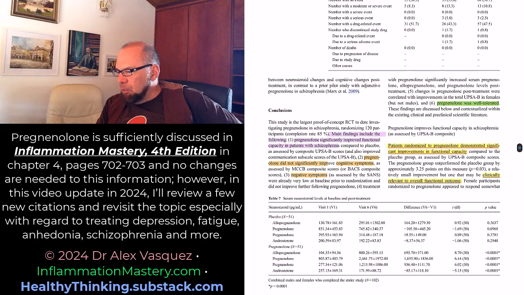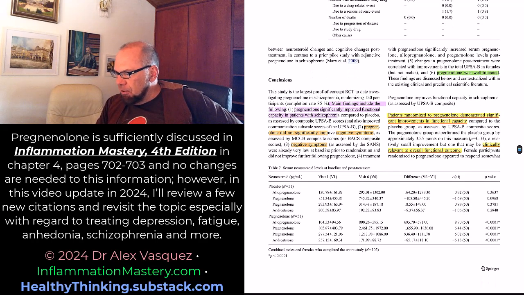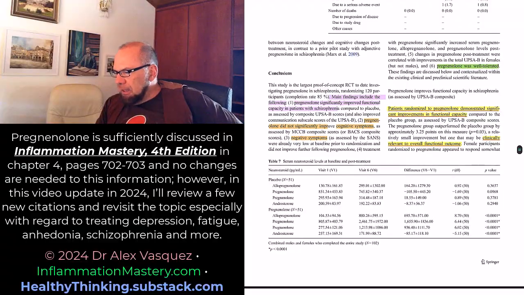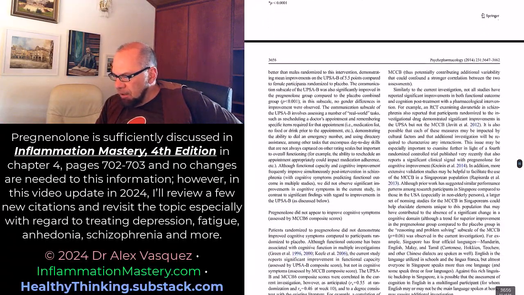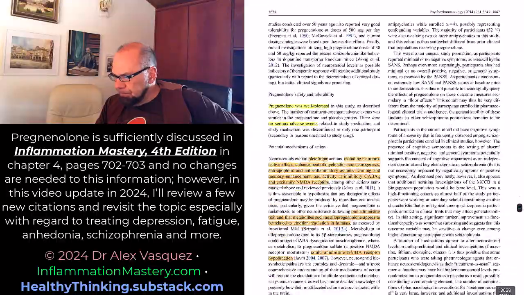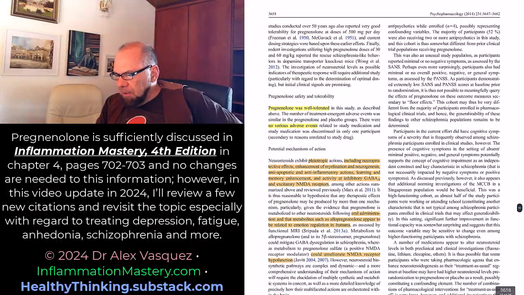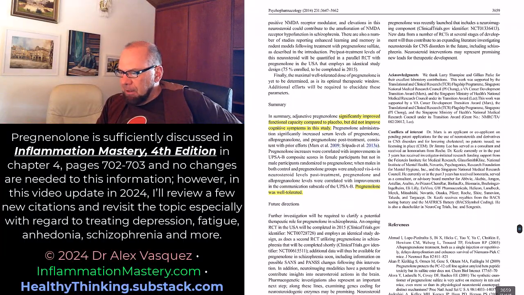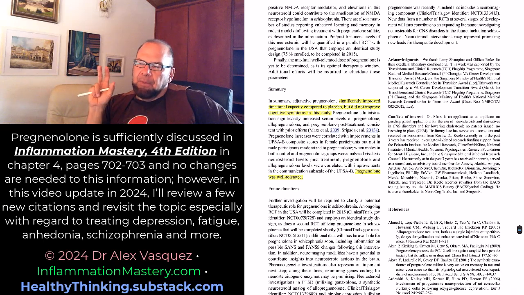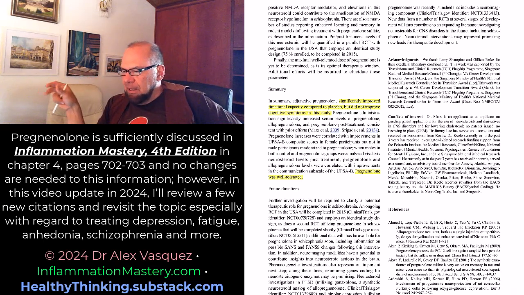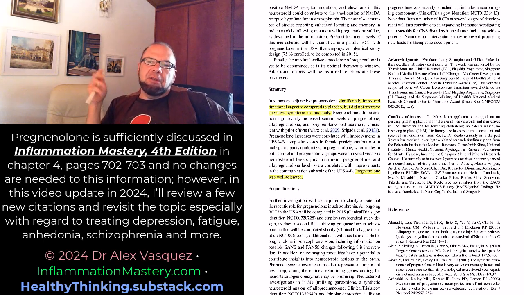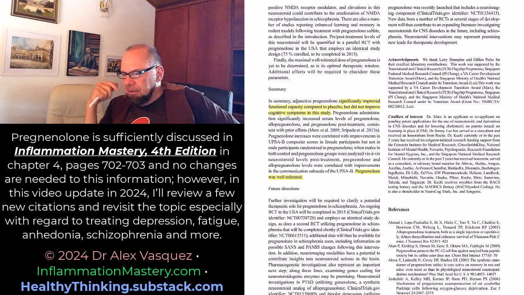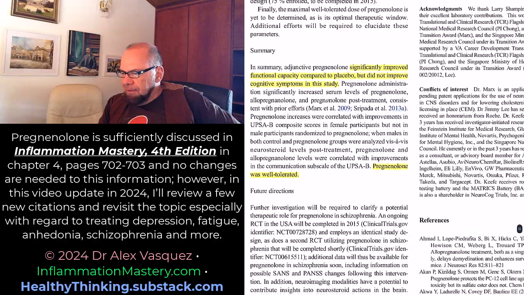Again, patients randomized to pregnenolone demonstrated significant improvements in functional capacity, clinically relevant to overall functional outcome, well tolerated, no serious adverse events, and then they go back and repeat themselves about mechanisms, which I already talked about. Modulation of GABA receptors and NMDA receptors, fine, we'll take it. A lot of other studies have already shown neuroprotective benefits. Good. Let's go for it. And that's the conclusion of the study.